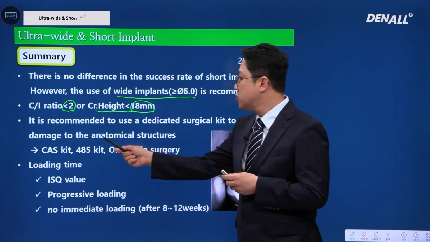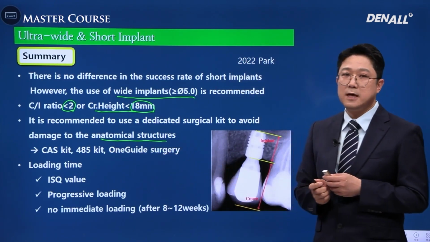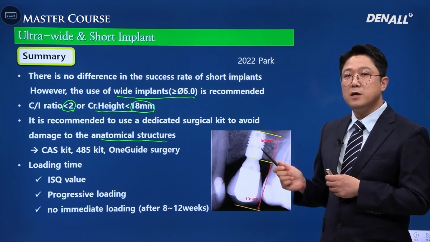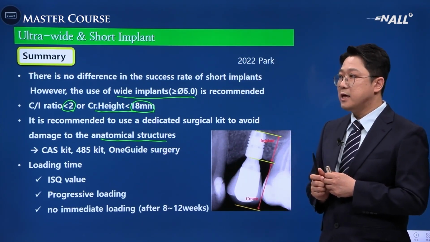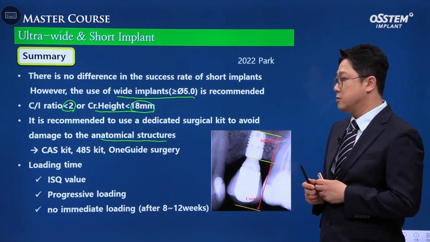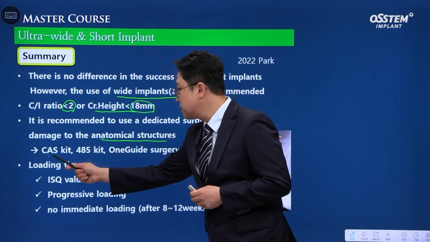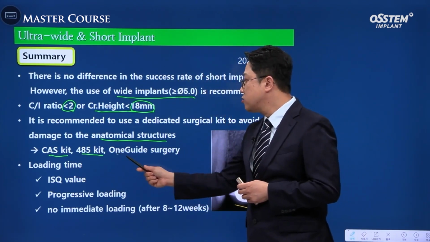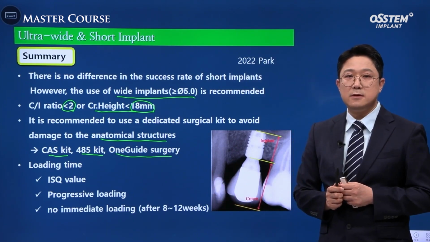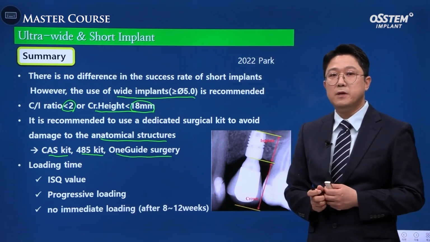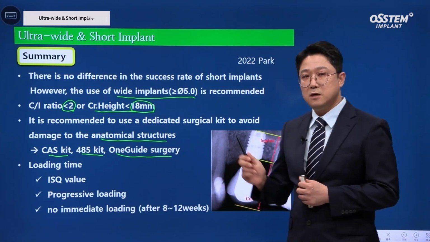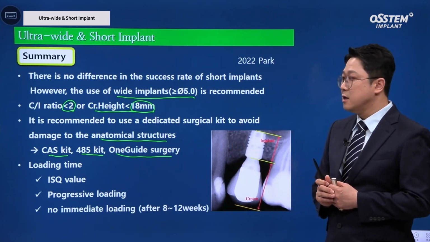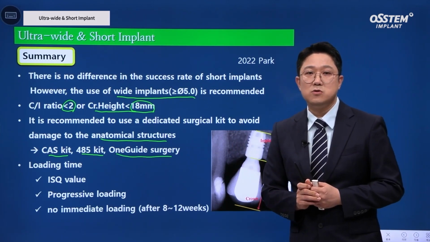Also, due to anatomical limitations such as the inferior alveolar nerve and sinus, there may be risks associated with drilling. In those cases, you need to use CAS kit or 4A5 kit. In doing guided surgery, you can do very safe drilling and implant treatment can be provided in a safe manner. And if you use the dedicated kits, you'll be able to increase patient satisfaction.